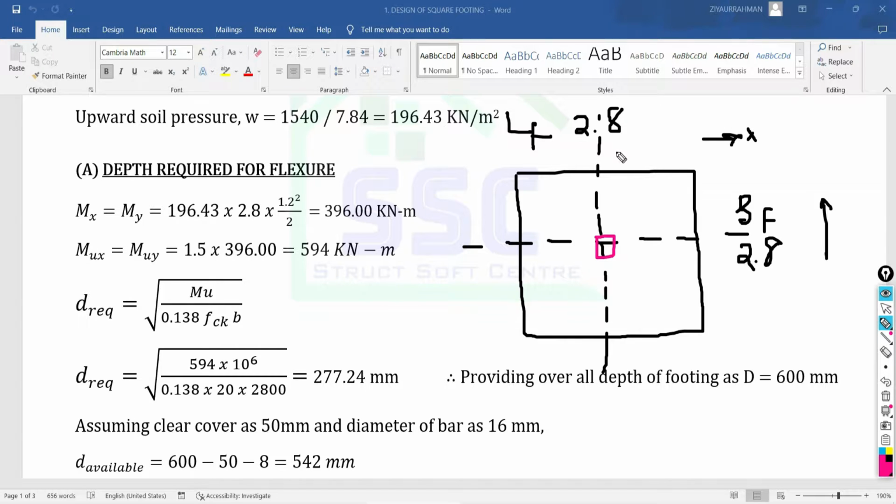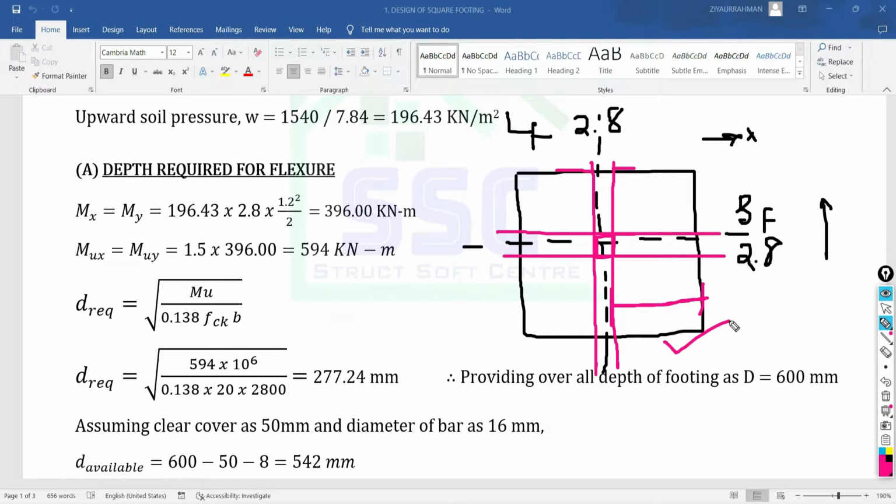So the thing is, we need to calculate the moment that is going to be generated at the face of the column, along the x direction, along the length of the footing, and along the width of the footing. But one thing you can notice here, as our footing is square, the moment in the x direction will be the same as the moment in the y direction, because everything is symmetrical. Your size of the footing is square, your column is also square. So this projected span will be the same as the projected span in the y direction.